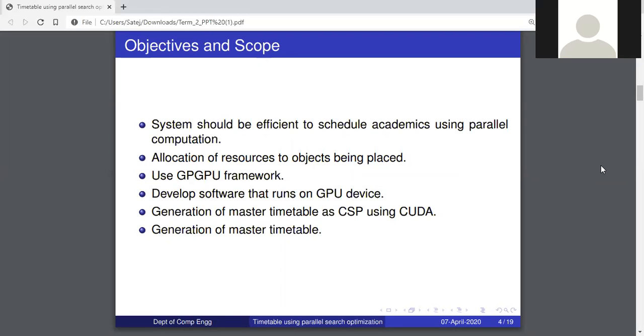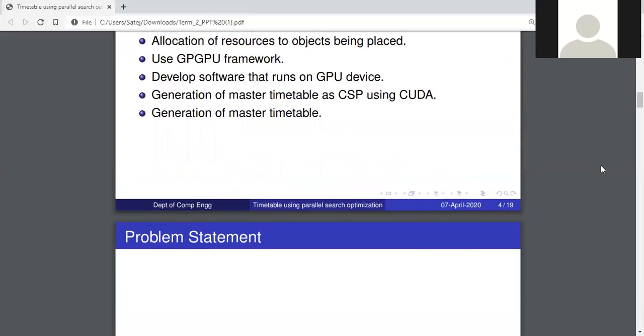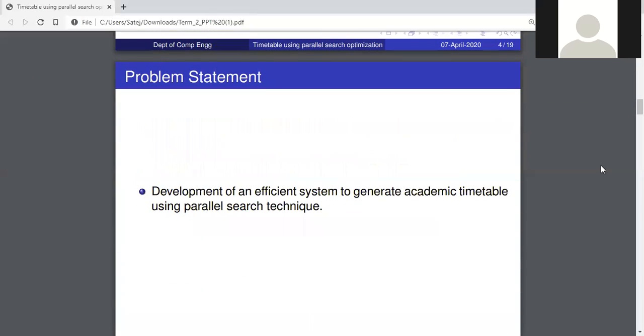We are using the GPGPU framework for developing this system. The GPU device is used for developing this software. We are going to generate the departmental timetable using CUDA. We can use this system to generate many timetables from a master timetable. Next, I am handing this over to Shubham.